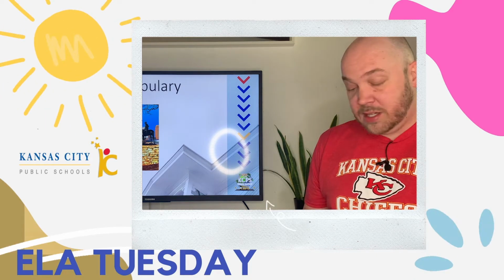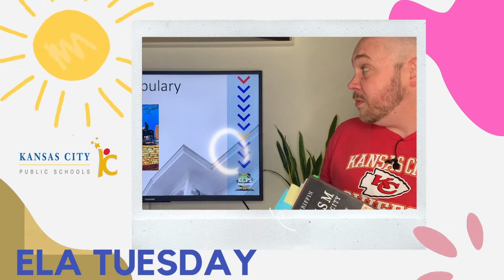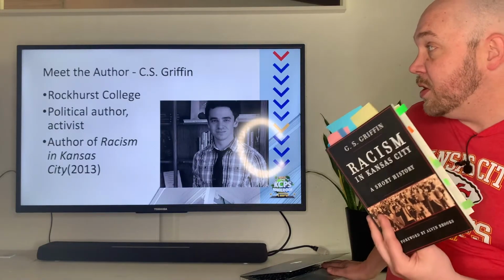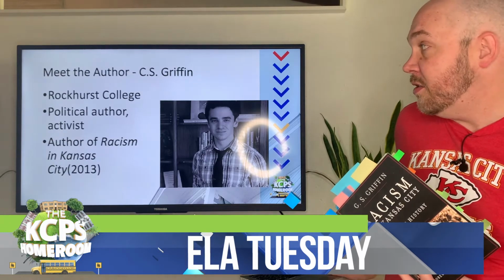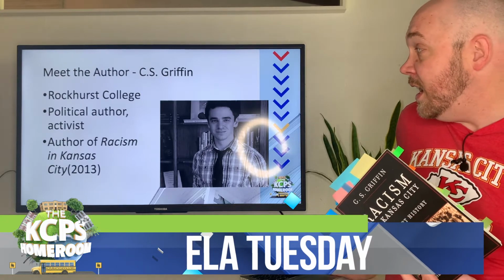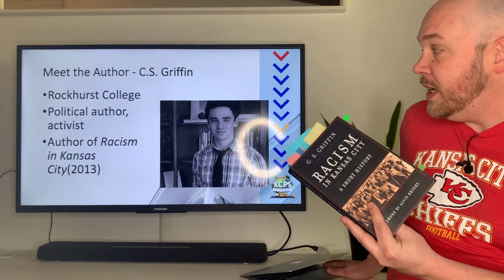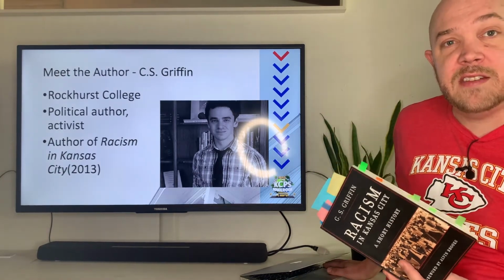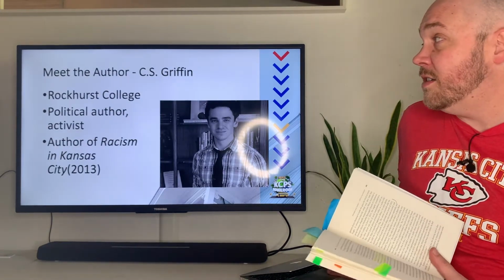So today we're going to talk a little bit about a book called Racism in Kansas City, A Short History, and review a term called content vocabulary. The author of this book is C.S. Griffin. He went to Rockhurst College, which is right near where I work for the Kansas City Public Schools, so I drive by it every day. He's known as a political author and an activist, and this book came out in 2013. We'll use a small bit of it today to talk about two passages and apply what you hear to an idea called content vocabulary.